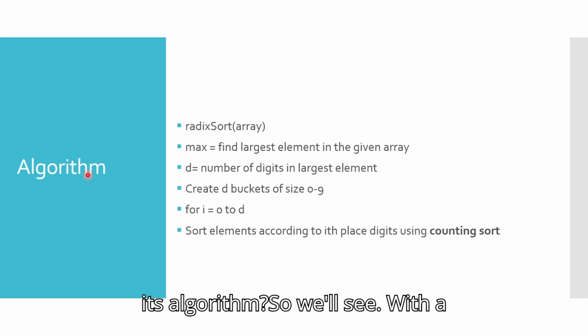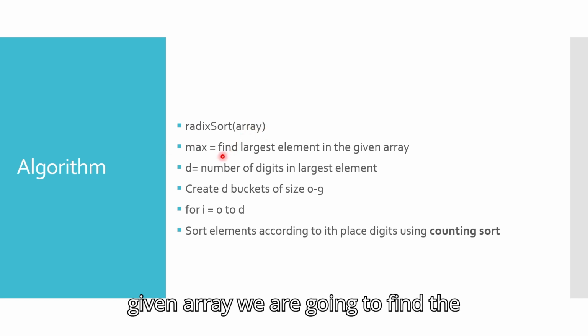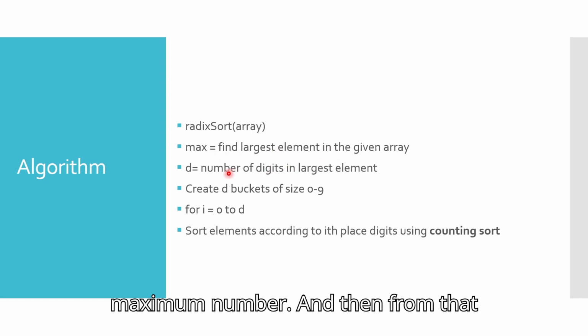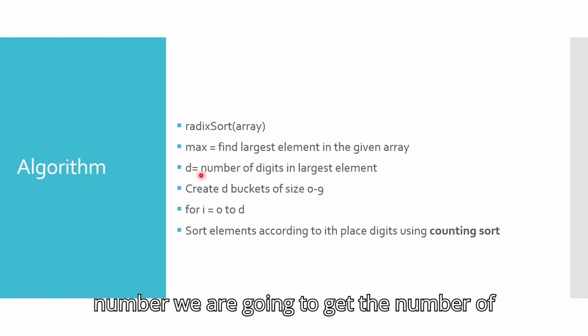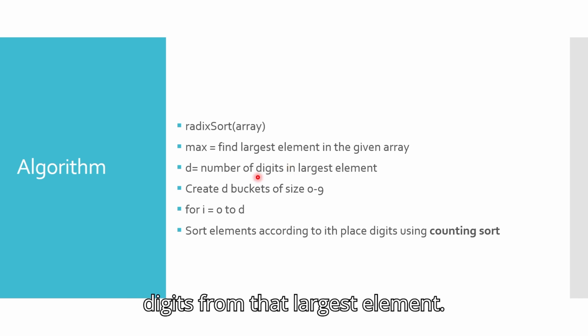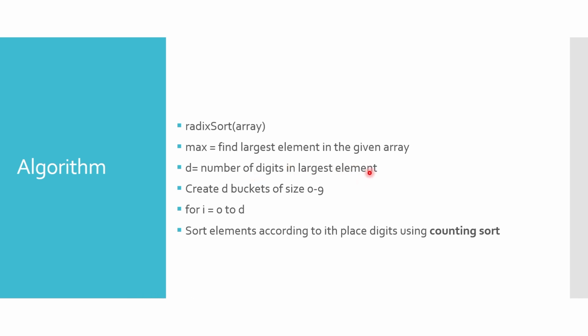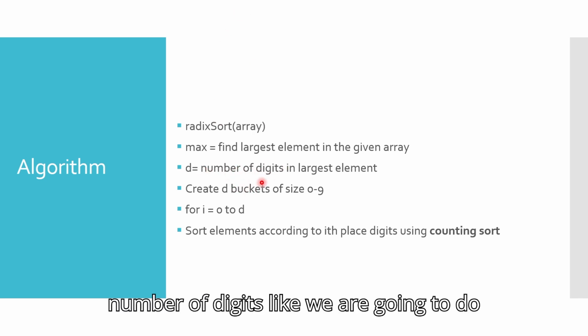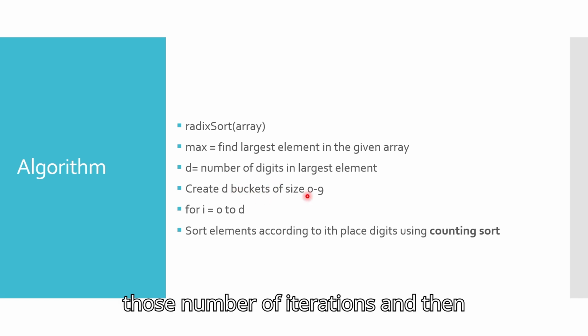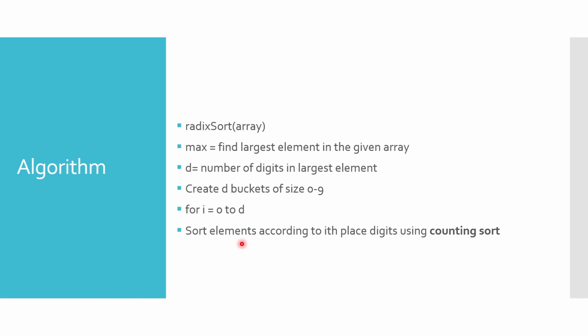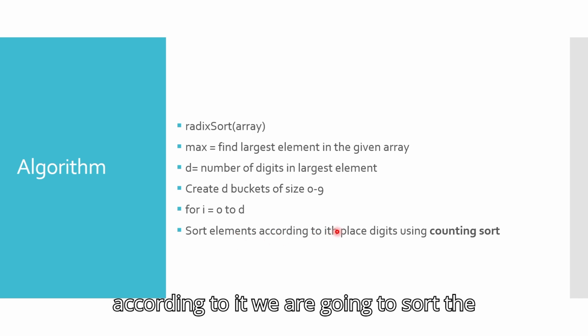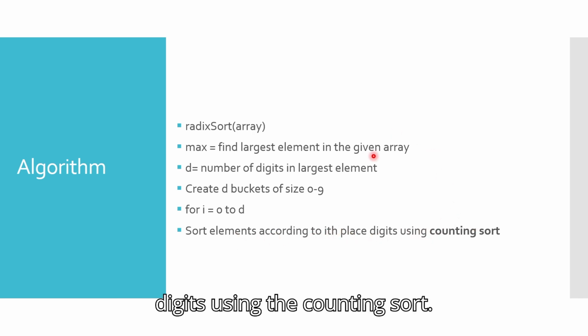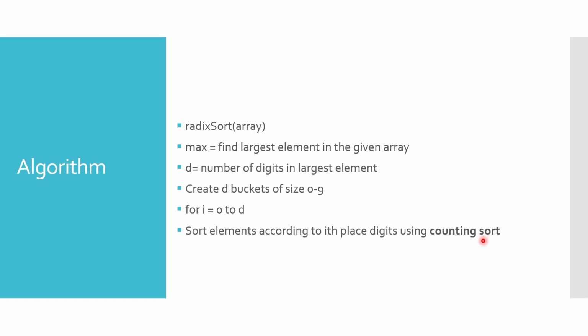So what is its algorithm? With a given array, we are going to find the maximum number, and from that largest element we are going to get the number of digits. Based on the number of digits, we are going to do that many iterations, and in each one we are going to sort the digits using counting sort.